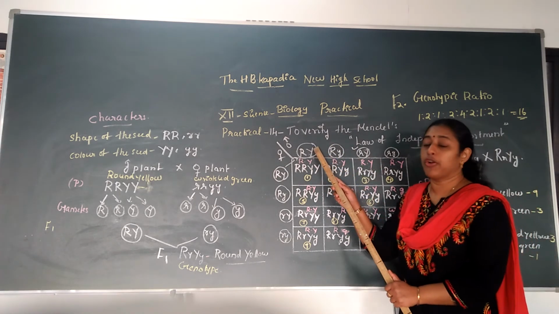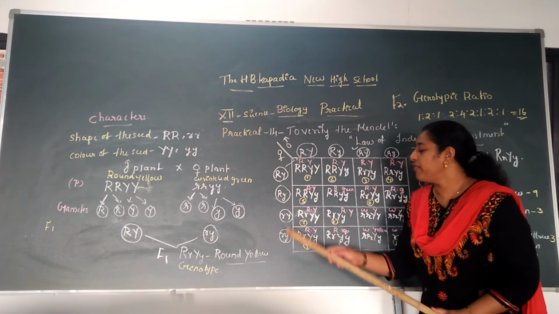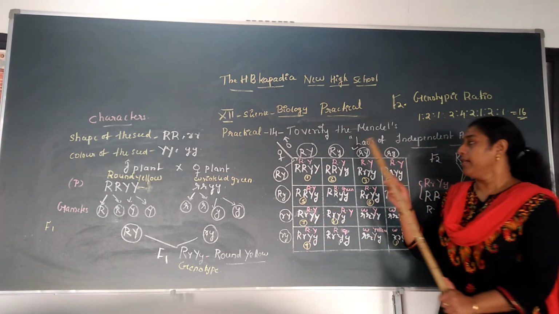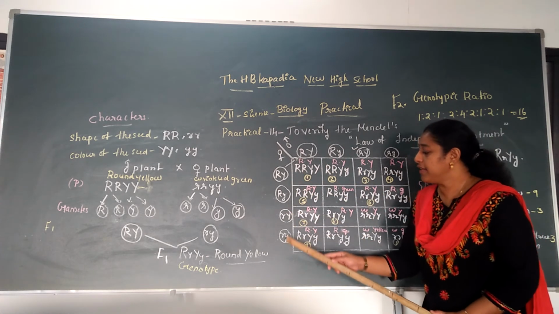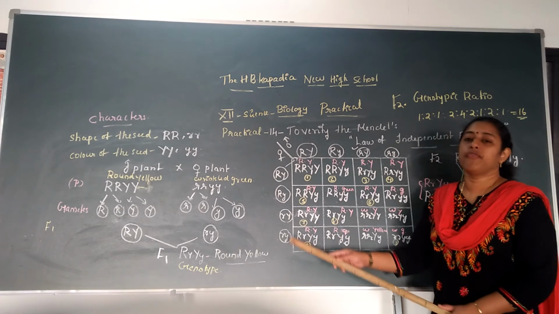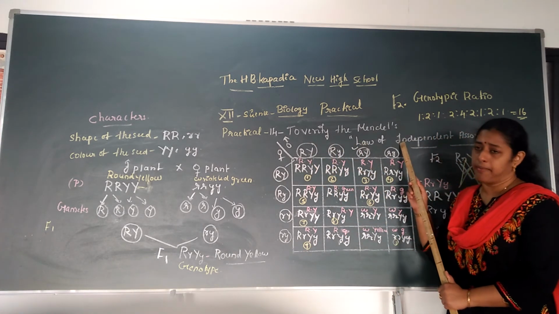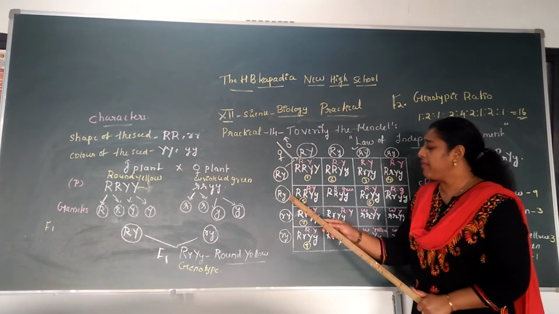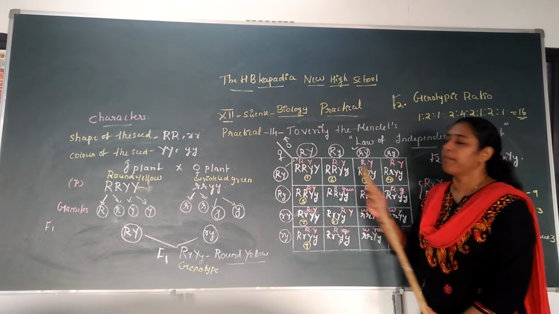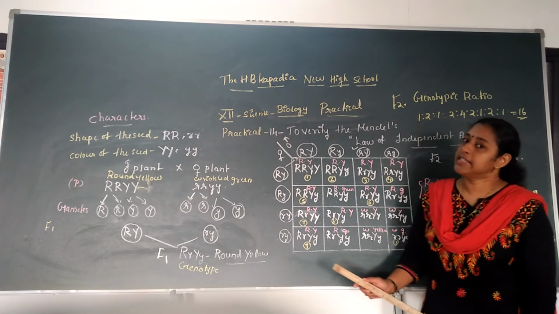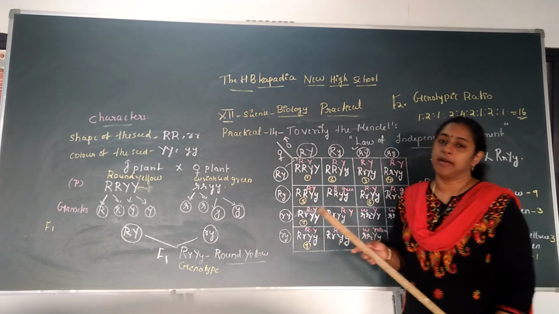First you have to take one of the male gametes and allow it to fuse with the 4 female gametes. Then you take the second male gamete and allow it to fuse with the 4 female gametes. In this way, all the 4 male gametes fuse with the female gametes and we get 16 genotypic combinations. So I will tell you one or two examples.